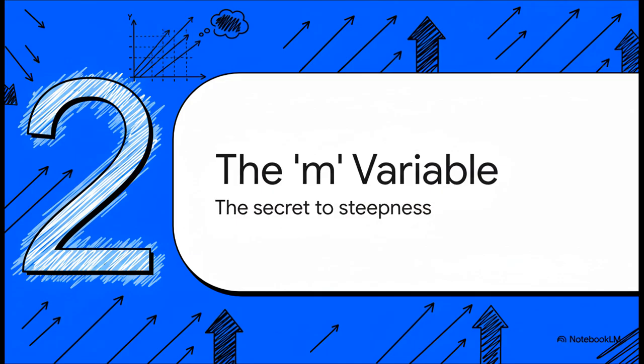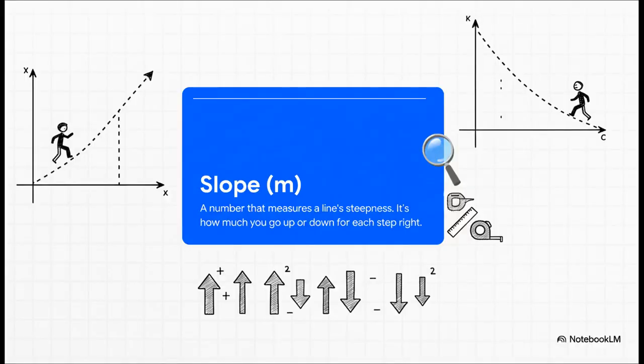Okay, let's start with the first piece of our code, that m variable. This little letter holds all the power when it comes to a line's personality, its steepness. So the slope, or m, it's just a number, but it's a number with a really big job. It tells us the rate of change. Here's how to think about it. Imagine you're walking on that line, going from left to right. Is it a really steep uphill climb, or is it a gentle downhill walk? The slope tells you exactly how much you go up or down for every single step you take forward.